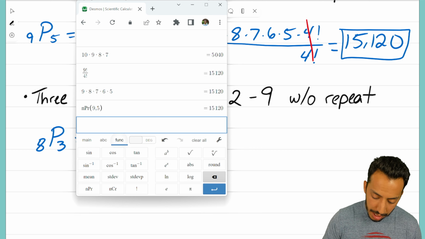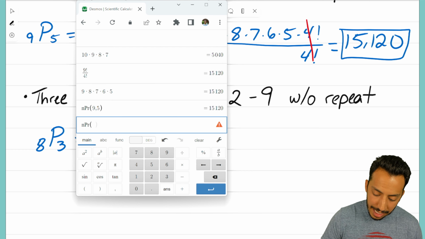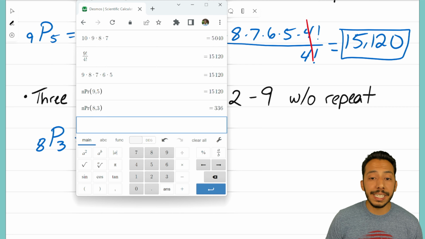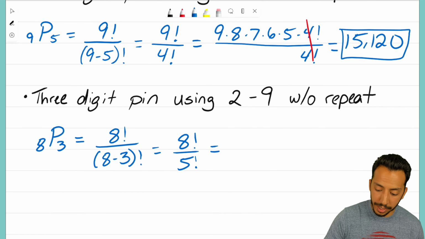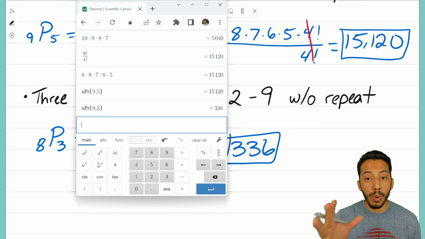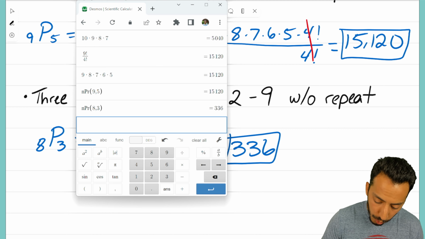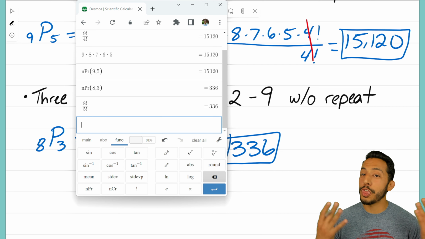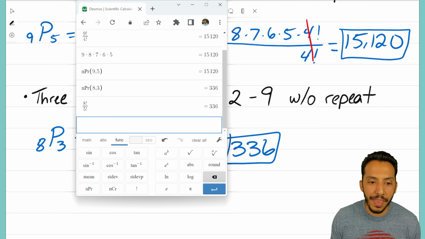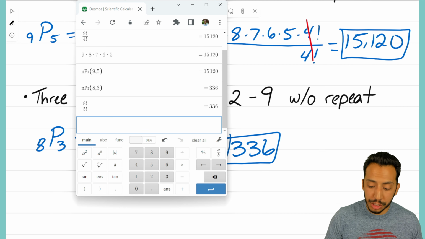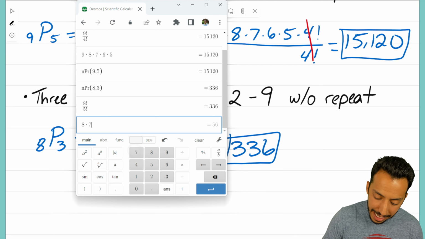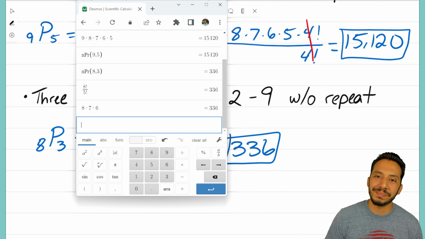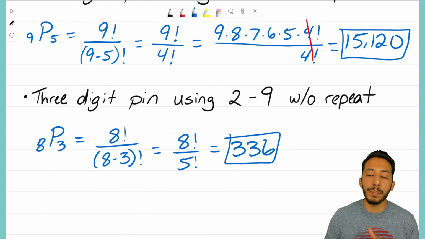If you're using Desmos, go ahead and hit the permutation button. Type in 8, 3. That says that we have 336 ways of creating this pin. Well, what if I want to do it with the factorial fraction? I can type in 8 factorial divided by 5 factorial. And look at that, I'm still getting 336, because that's really just the formula that we're doing. Or if I want to use my decision chart, hopefully we know that that would just be 8 times 7 times 6. Okay, that is how we solve permutations.